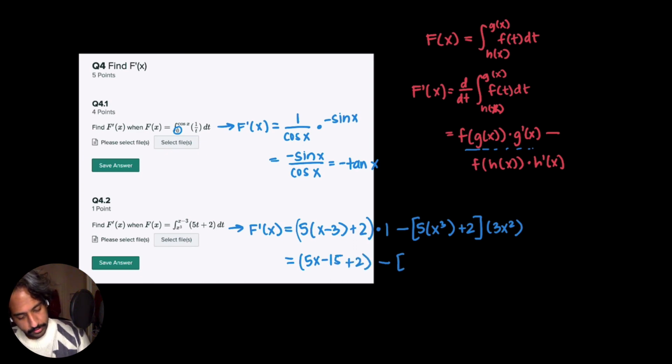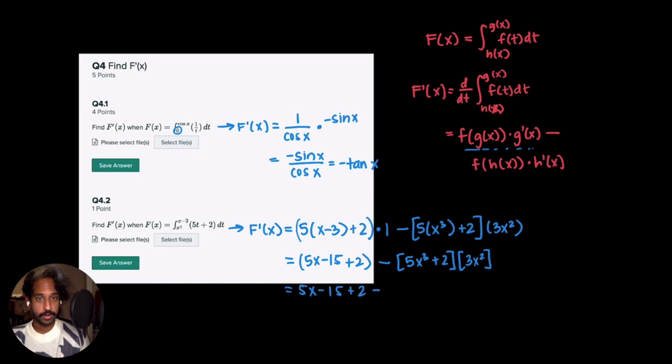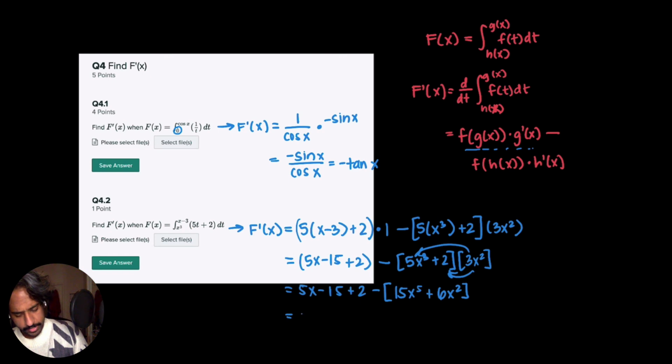Minus, this is going to be 5x cubed plus 2 times 3x squared. And so we're going to have to distribute that 3x squared. I'm going to free this out of the parentheses: 5x minus 15 plus 2 minus, and this we're going to have to distribute. 3x squared times 5x cubed is going to give us 15x to the 5th plus 6x squared. Now we distribute that minus: 5x minus 15 plus 2, negative 15 plus 2 is negative 13, minus 15x to the 5th minus 6x squared.